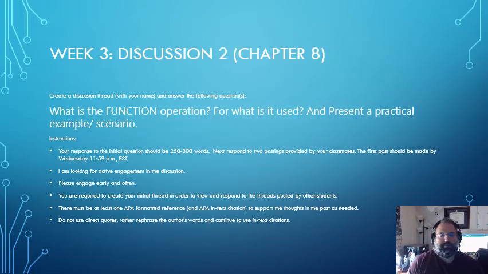The second discussion for this week, chapter 8, is around what is the function operation, what is it used for, and present a practical example or scenario where it might be used. Again, 250 to 300 words. Make sure that you do respond to 2 of your classmates. Make sure that your first post is by Wednesday, roughly at midnight. And then make sure that you engage actively in the discussion and build upon conversations.